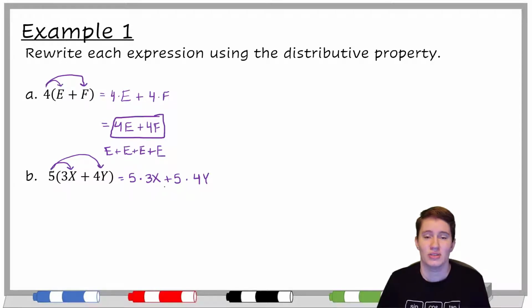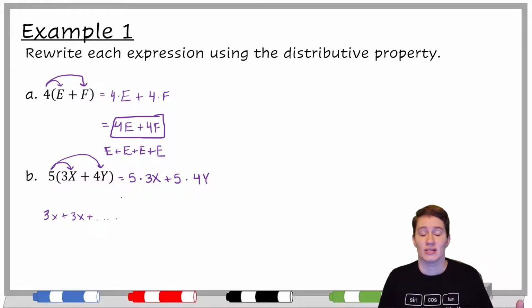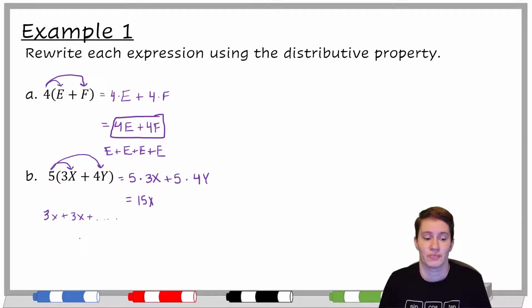Okay, when we do 5 times 3x, we're saying I have 3x 5 times. So 3x plus 3x, and so on. So what that means is I do 5 times 3 to get 15, and then I still have x next to it. That's how that multiplication works. 5 times 3 is 15, and then we keep our x right beside it.